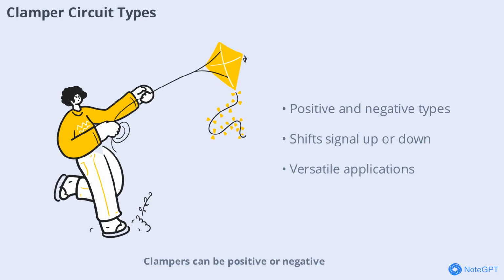Clampers can be positive or negative, depending on whether they shift the signal upward or downward. Positive clampers add a DC level to move the signal up, while negative clampers move it down. This versatility makes clampers useful in a wide range of applications from audio processing to instrumentation.